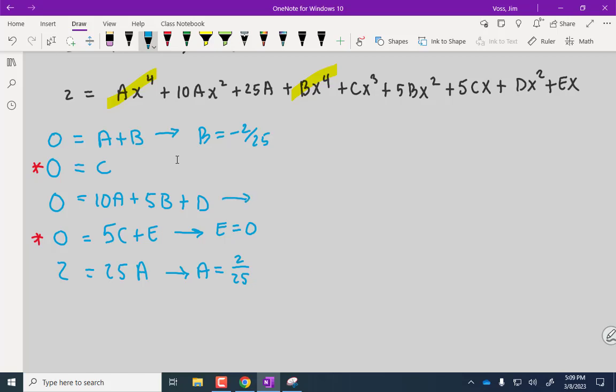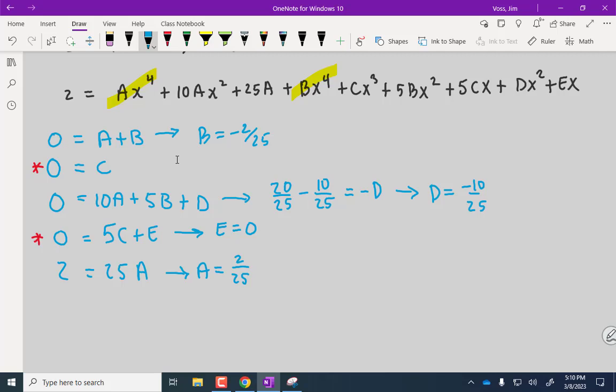D is right here. So 10a plus 5b. So 10a is 20 over 25. Plus 5b, that's minus 10 over 25. That is going to equal negative d if we move the d to the other side. So 20 minus 10 is 10 over 25. Multiply by negative 1, we get d equals negative 10 over 25. So now we have all the constants solved for. Now we need to integrate.